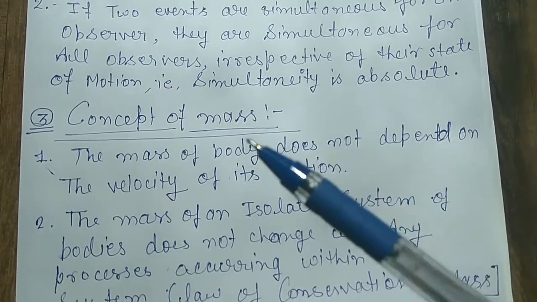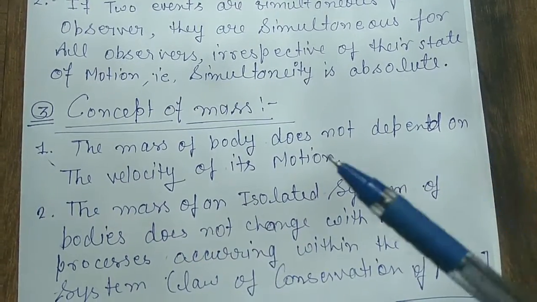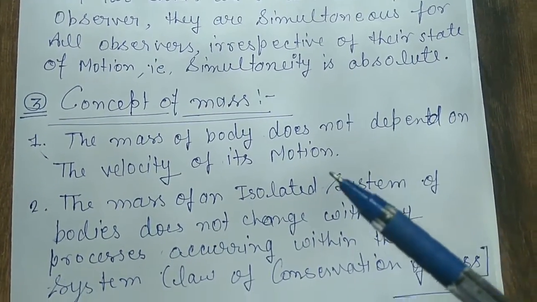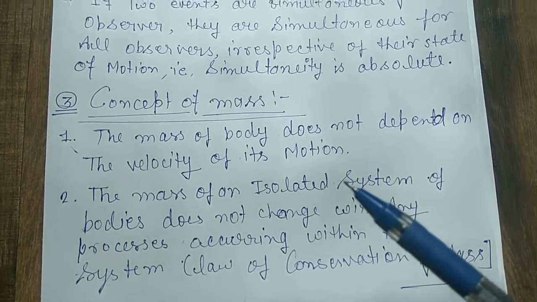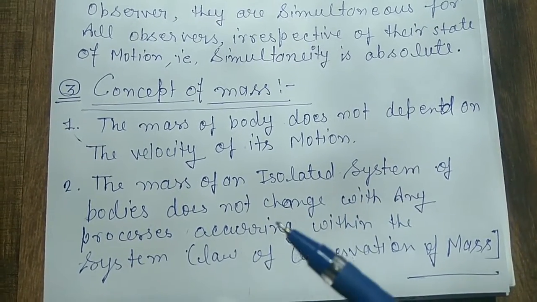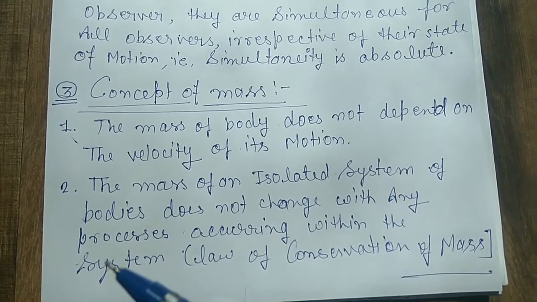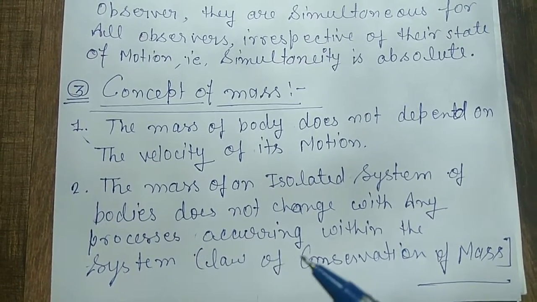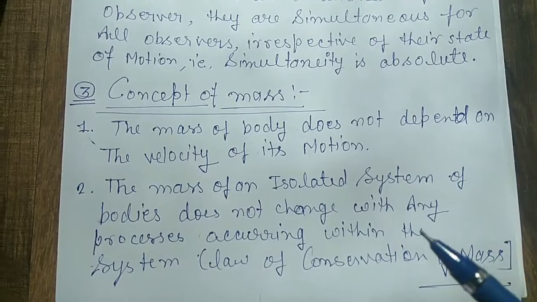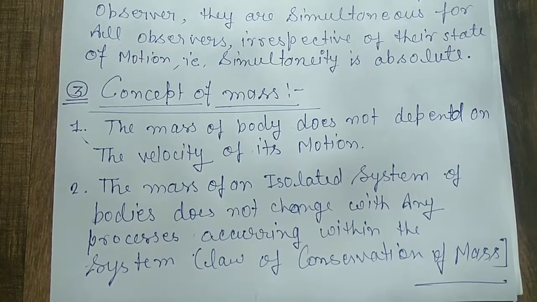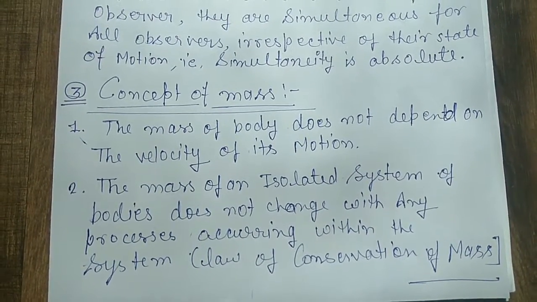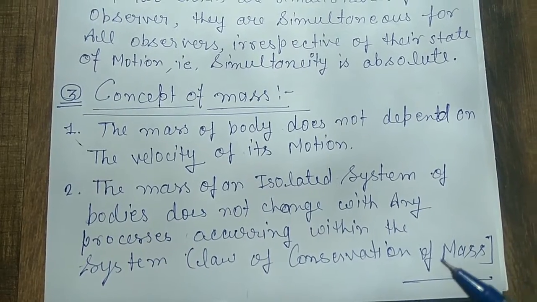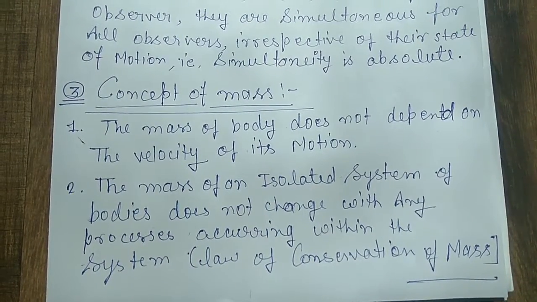Number 3, concept of mass. Number 1, the mass of a body does not depend on the velocity of its motion. Number 2, the mass of an isolated system of bodies does not change with any process occurring within the system. This is known as the law of conservation of mass.